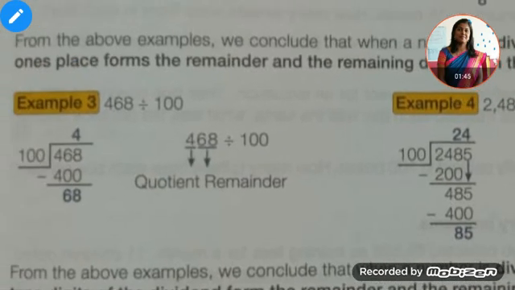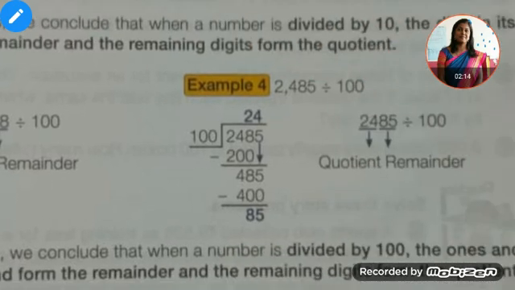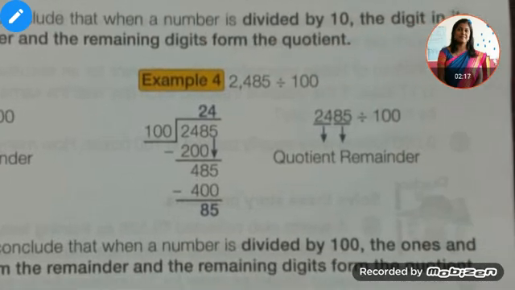Now if I go to example 3, you can see it is 468 divided by 100. Here we look at the number of zeros. If you are dividing by 100, the tens place and ones place, that is 6 and 8 together, become the remainder. 4 becomes your quotient, 100 becomes your divisor, and 468 becomes your dividend. The same thing follows with example number 4. 85 becomes your remainder, 24 becomes your quotient, 100 becomes your divisor, and 2485 becomes the dividend.